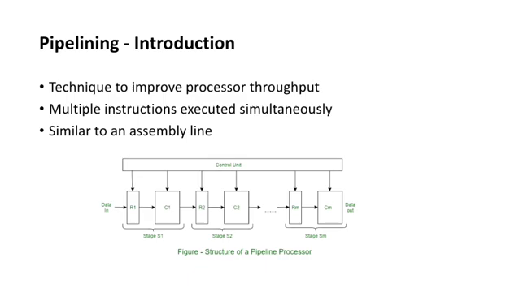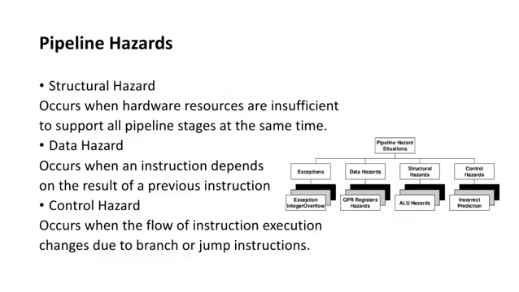Then we look at pipeline hazards. Pipeline hazards are situations that prevent the next instruction from executing properly. There are three types: structural hazards, resource conflicts; data hazards, data dependency between instructions; and control hazards, caused by branch instructions.